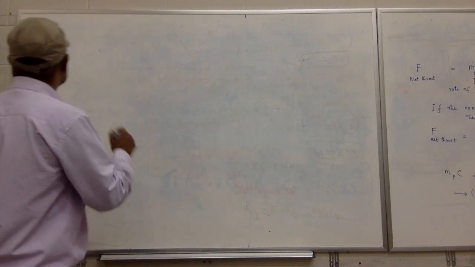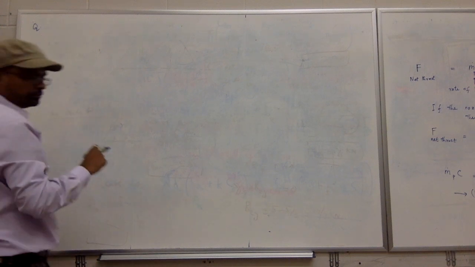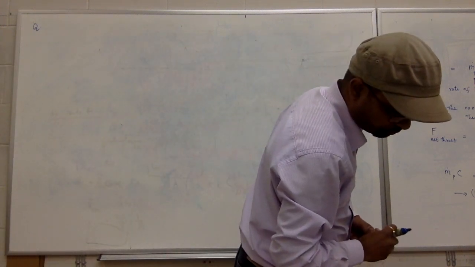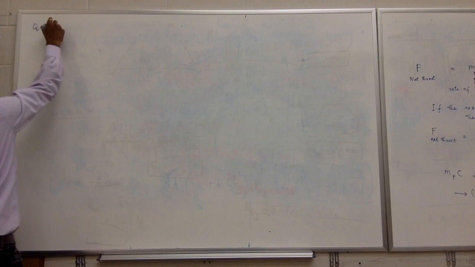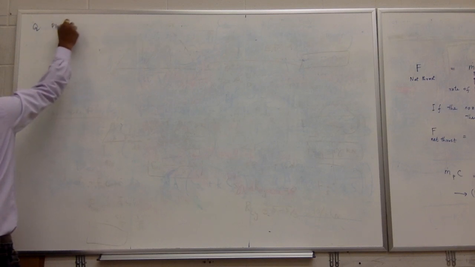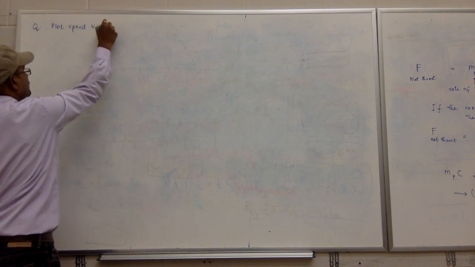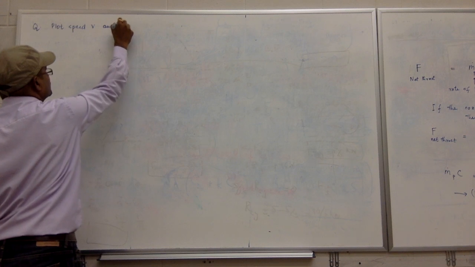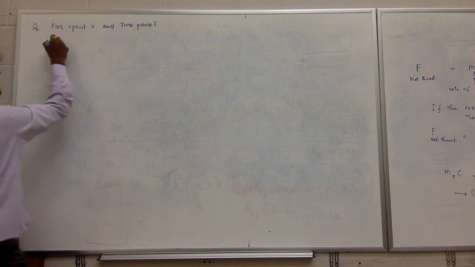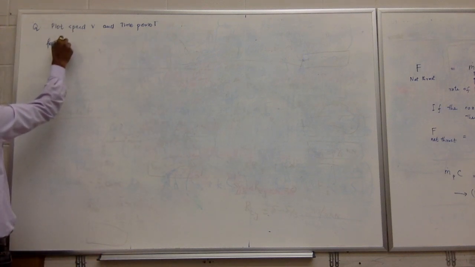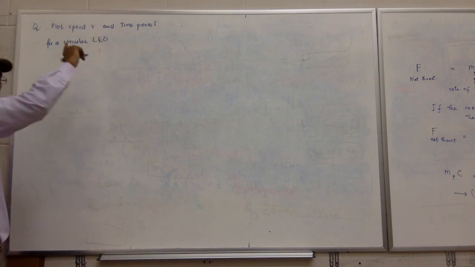Looking into this thing, speed v, plot, speed v and time period T for a circular orbit. Circular. So LEO is low Earth orbit.